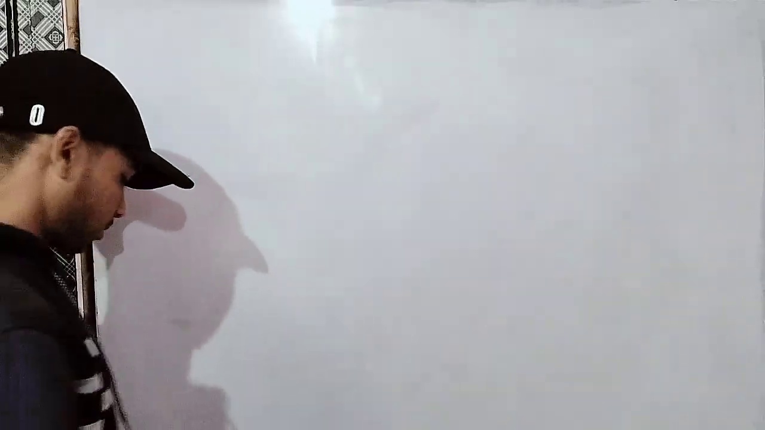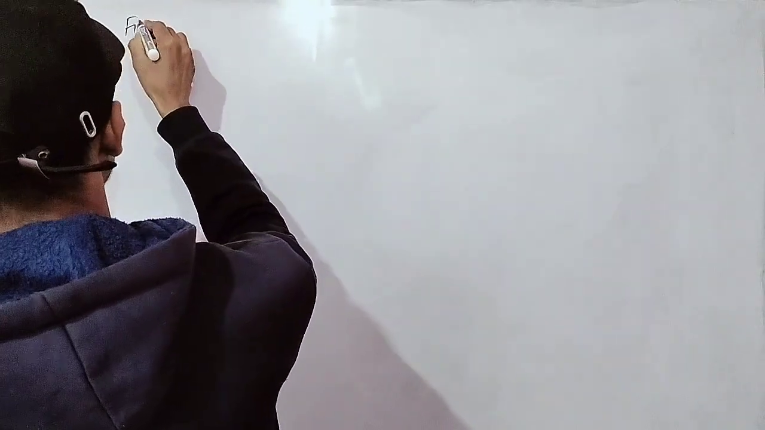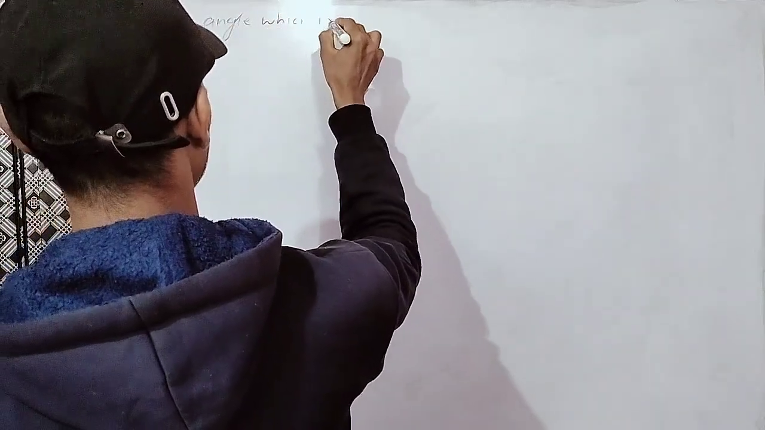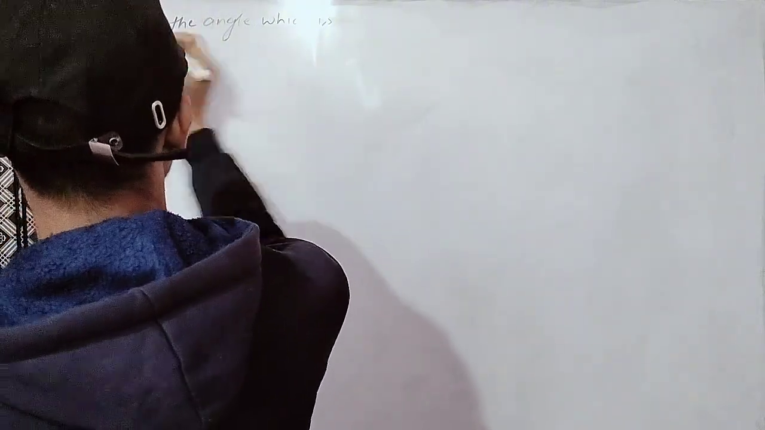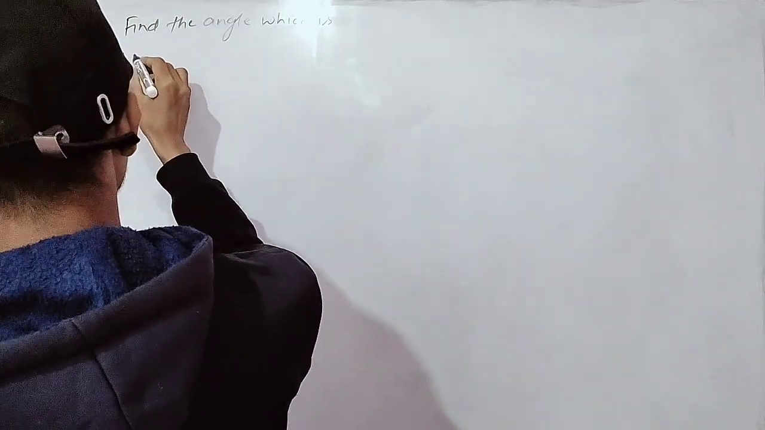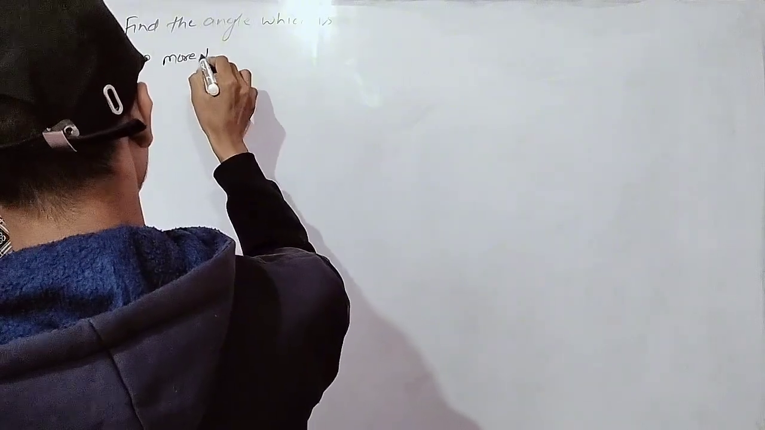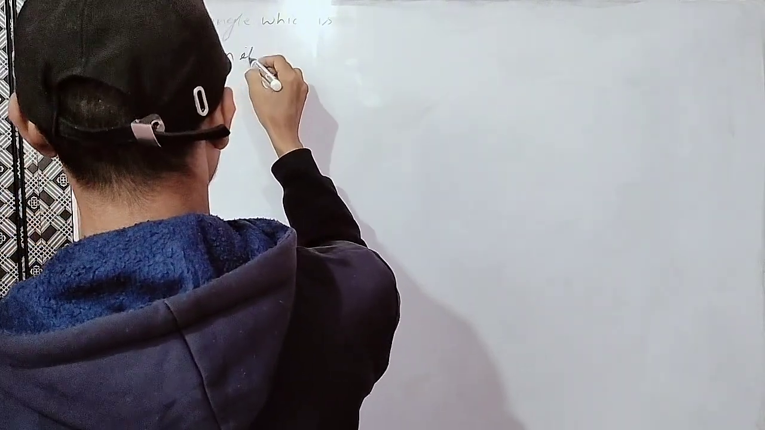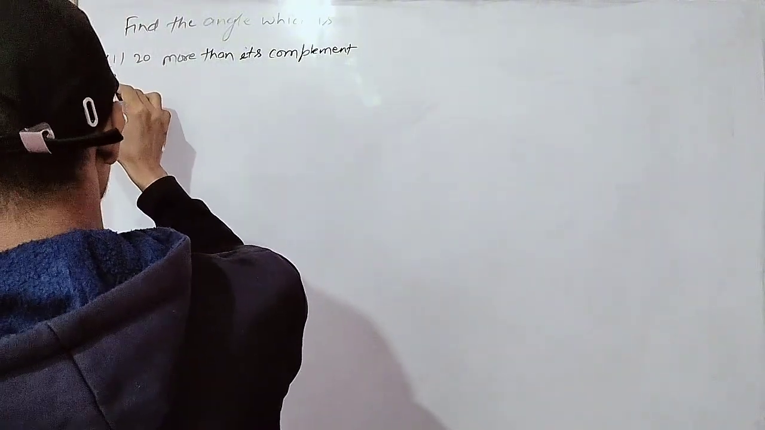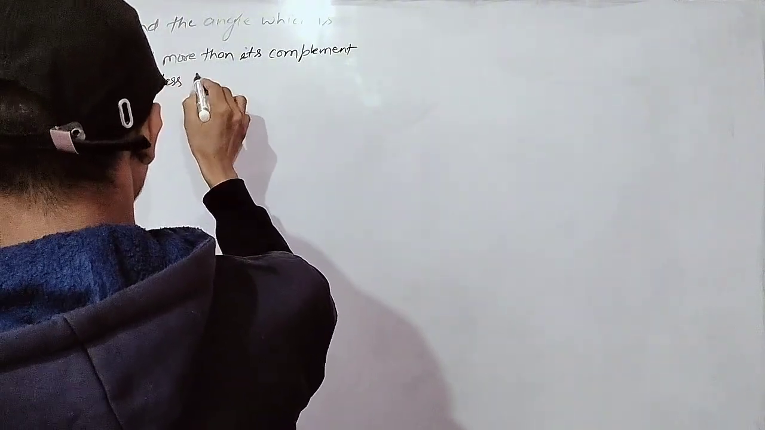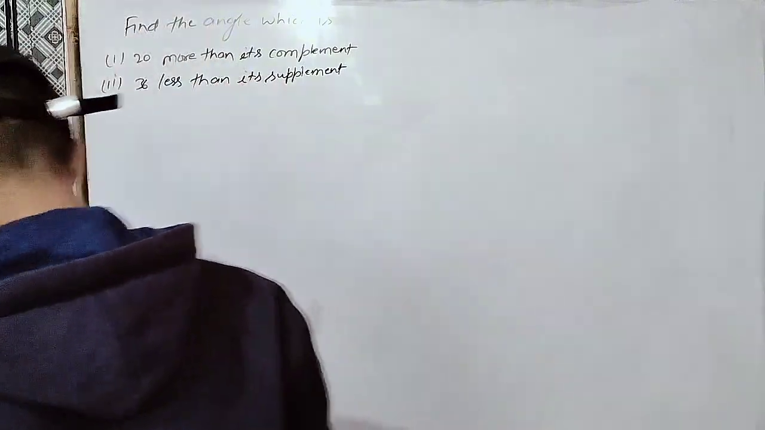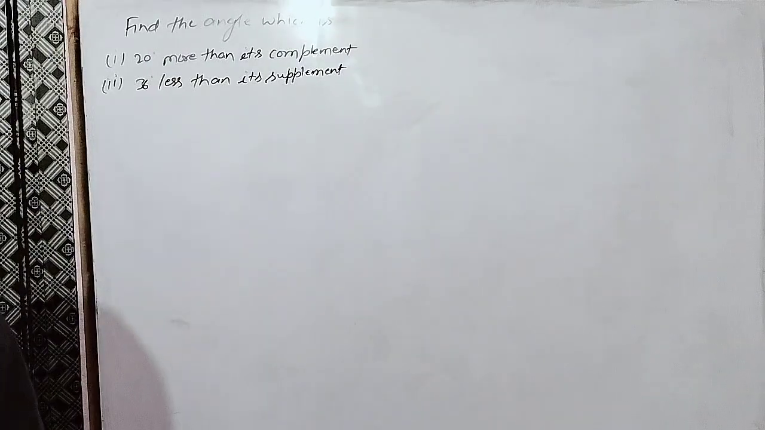We have the next question, which is: find the angle which is, first, 20 degrees more than its complement, and second, 36 less than its supplement. Do you have any idea how to solve it?